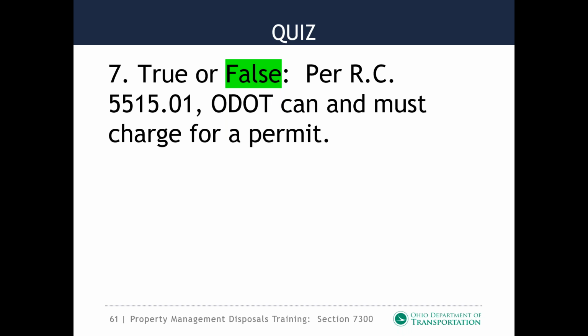We cannot, and I said that several times, we cannot charge for a permit. That's why we use the access grant. That's where we have our charge for on that. We don't charge for the actual permit.